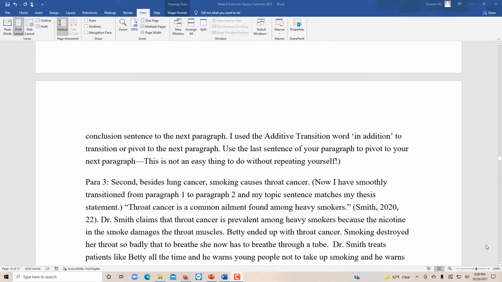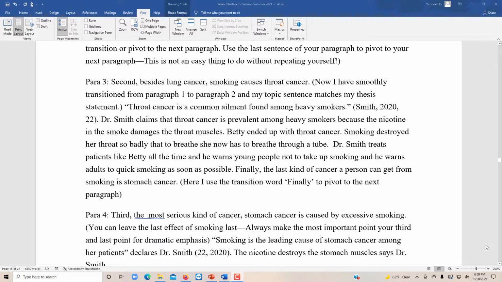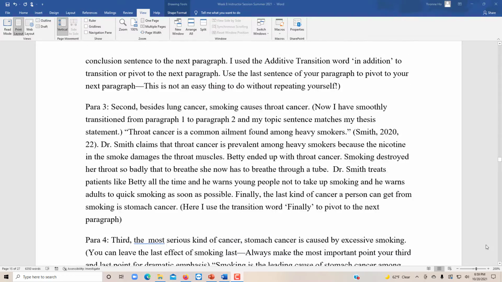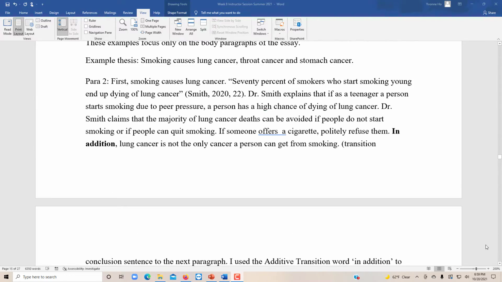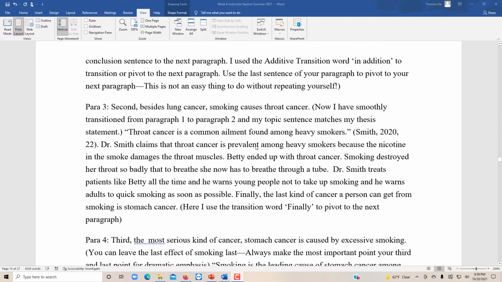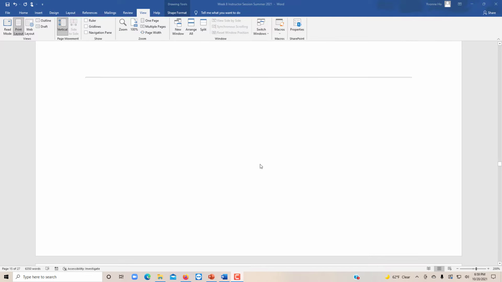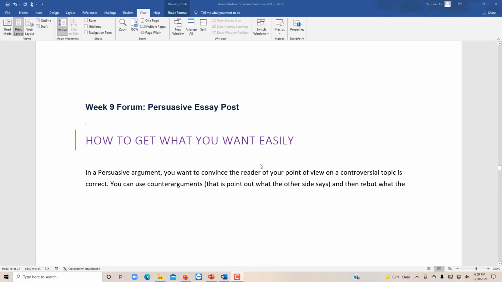And we're also going to go over how to use PIE structure. That is, how many times can you use statistics in a paragraph. And so here's an example of how you can use transition words. You can use it first, smoking causes lung cancer. Second, smoking causes throat cancer. Third, smoking causes stomach cancer. So you can use transition words that way.